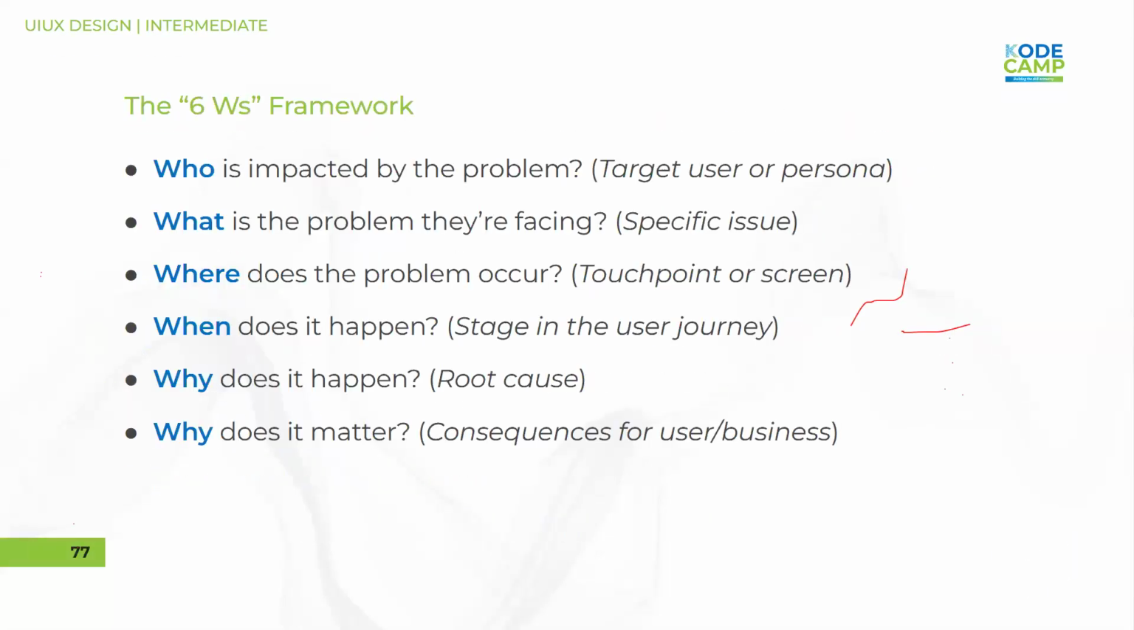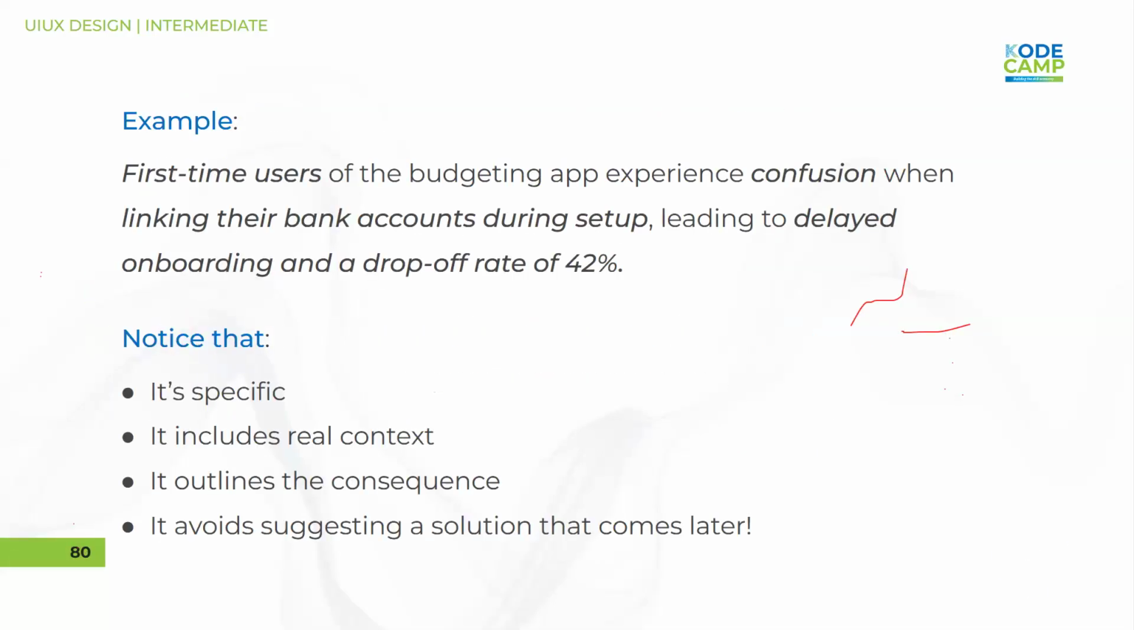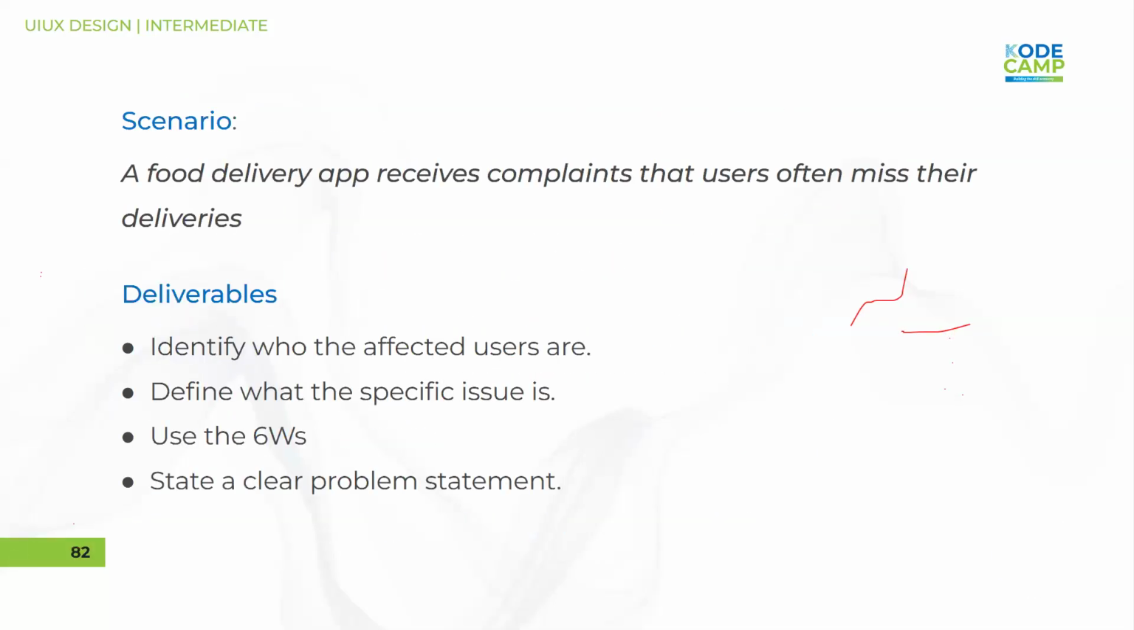Okay, so who is impacted by the problem? What is the problem they are facing? Where does the problem occur? When does it happen? Why does it happen? And why does it matter? Why do I actually need to solve this problem? So let's look at it again. A food delivery.